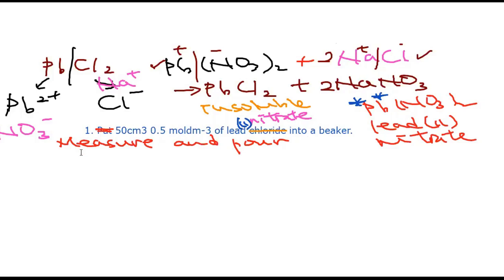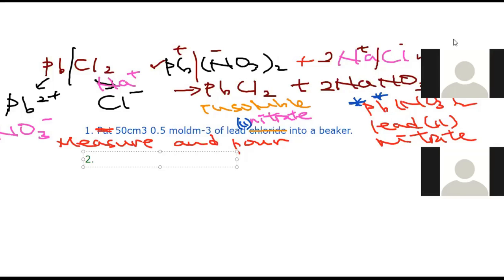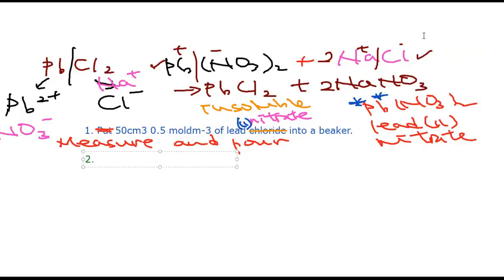And can I hear from Colin, number 2? Colin? Okay. My answer is measure and pour 0.5 mole per decimeter cube of chlorine sulfate.